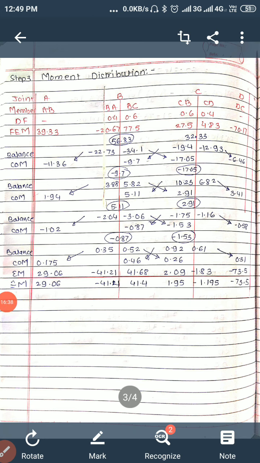And if the far end is simply supported, roller supported or hinge supported, then we will not carry over the moment. There we can't carry over. We can carry over the moment only if the far end is fixed or the far end is intermediate or continuous. Just remember this while doing the moment distribution.